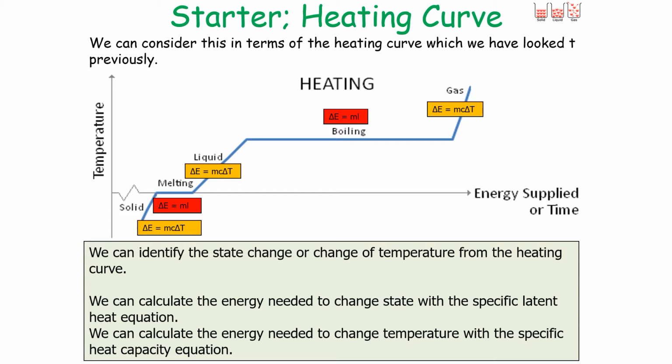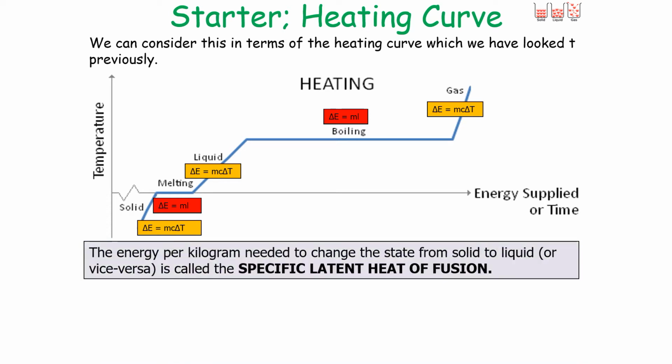Now you'll notice on a heating or cooling curve there are actually two state changes. There's the melting and the freezing transition, and there's the boiling and the condensing transition. Now the energy per kilogram needed to change the state from a solid to a liquid, which is either going to be melting or freezing, is called the specific latent heat of fusion, whilst the energy per kilogram needed to change the state from a liquid to a gas or vice versa in either boiling or condensing is the specific latent heat of vaporization.